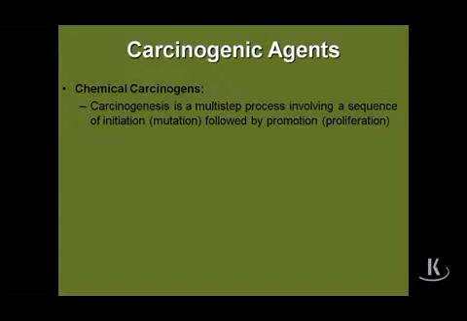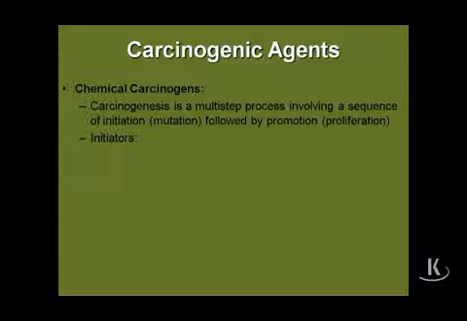One change is called initiation, where we're producing a mutational change either in a proto-oncogene and/or tumor suppressor genes, and then followed by an expansion of that cell population by having it proliferate. We call this promotion. Remember that all chemical carcinogens are mutagenic, but not all mutagens are carcinogenic, and that's good to know. So what are initiators?